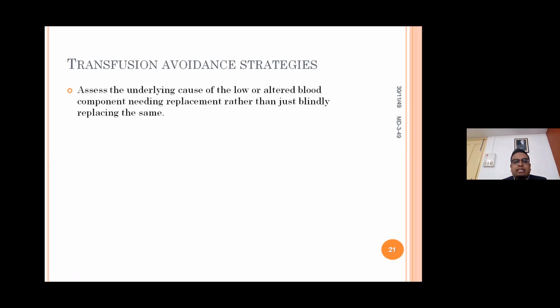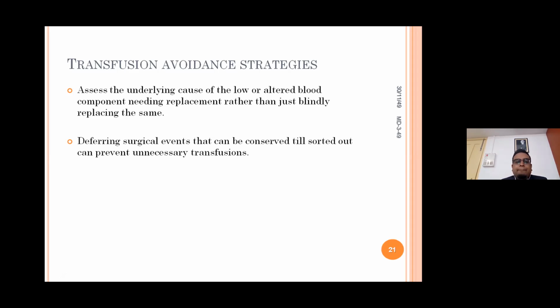So we have to assess the underlying cause of the low or altered blood component needing replacement, rather than just blindly replacing the same. So we have to see what is the cause of the altered blood component. Here I would like to give an example: if the thrombocytopenia is because of immune thrombocytopenia, there would be no point transfusing the patient with platelets. So that is one thing that we have to keep in mind.